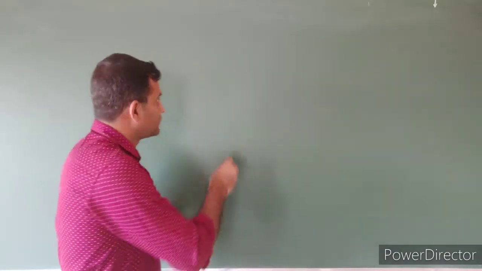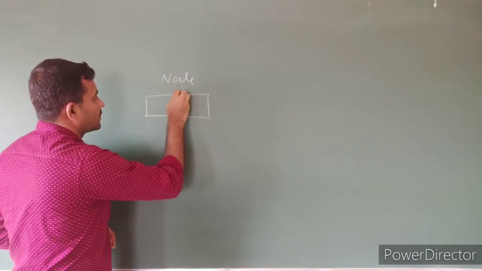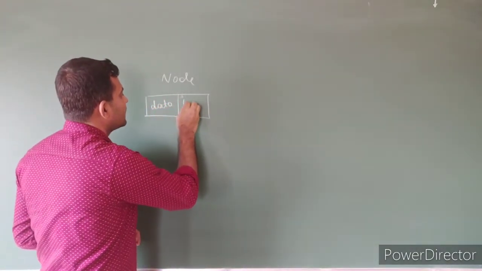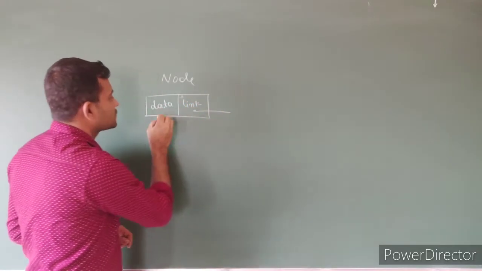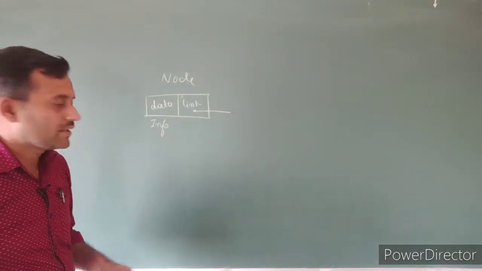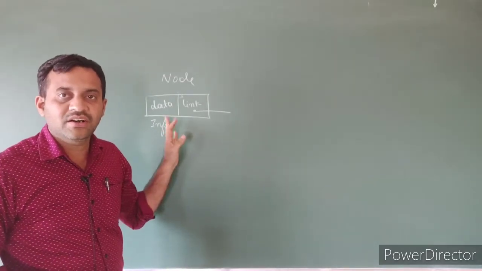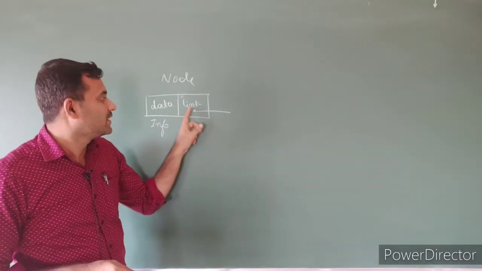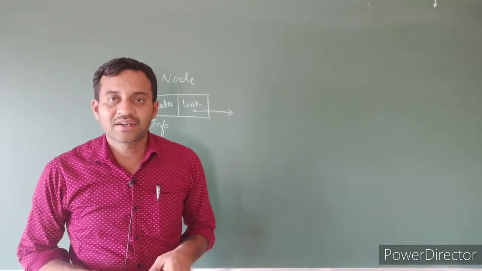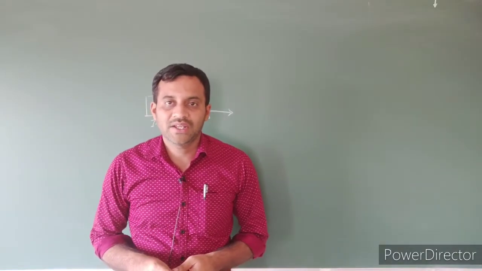Here, every node has two parts. One is the data part, another one is the link part. The data part is also called information part. The information part actually holds the data. Then the link part stores the address of the next node. Hence, the linearity is defined by the pointers.